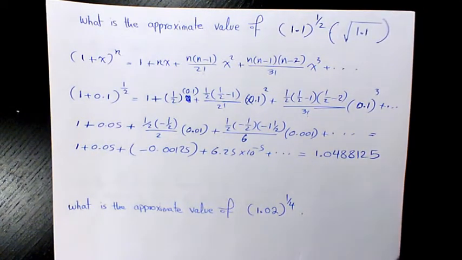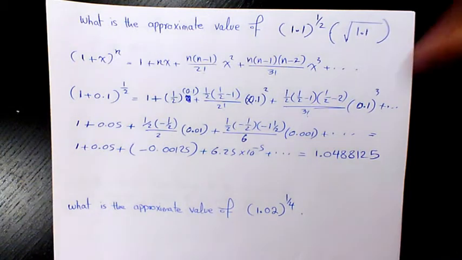If we find the analytical value, if we put the square root of 1.1 in the calculator, that's going to be 1.0488088848. So basically the first 5 digits are the same all the way up to here.